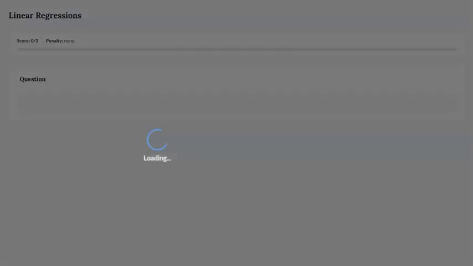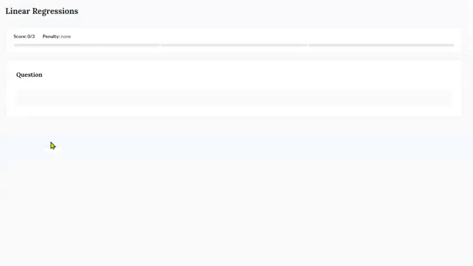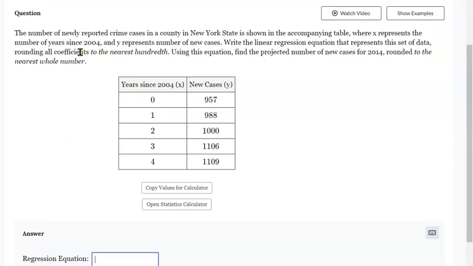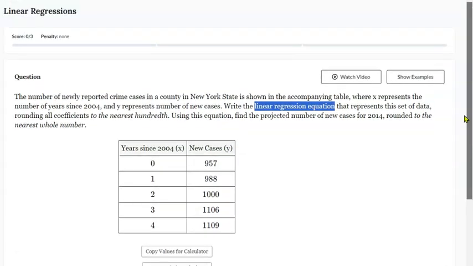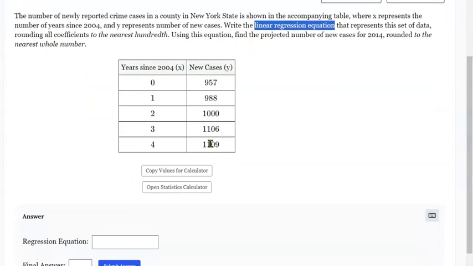All right, let's take a look at the linear regressions. Now for this question, they're going to ask you to calculate a linear regression equation that represents the data in this chart. And you can use the Delta Math calculator, or you could use your TI-84. I recommend doing at least 1 or 2 on your own graphing calculator. So you have to answer 3 questions in this section. So I would say you can do the first one here on Delta Math, but you should use your own calculator for the next 2 questions.